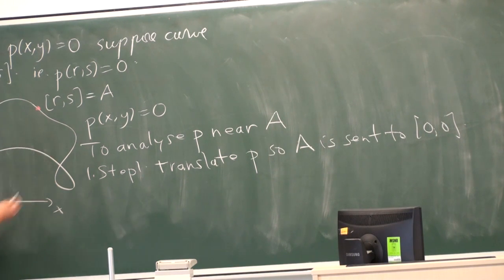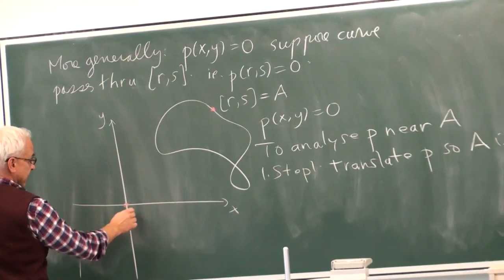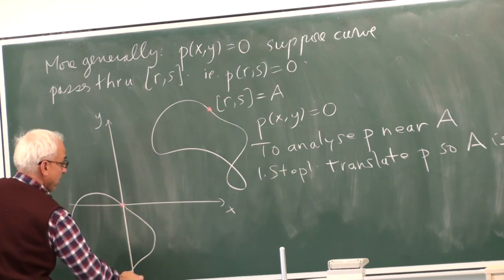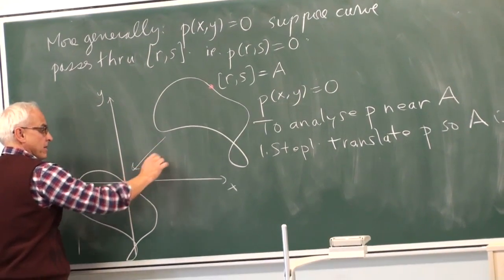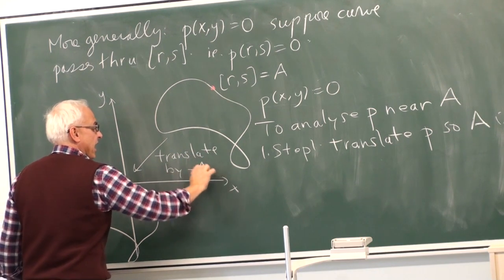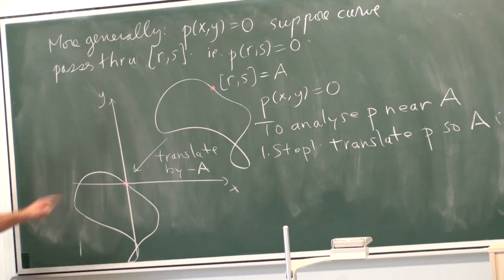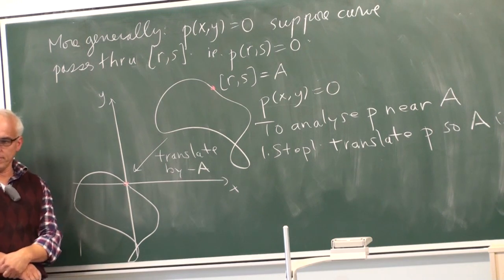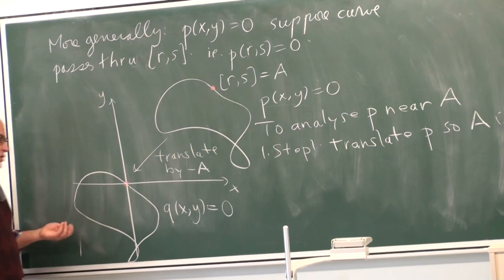In other words, I want to translate everything so that I have the corresponding point here, and the whole curve has been translated. So maybe something like this. Okay. So essentially, we're translating by minus A. Okay, so what's the equation of this curve? If this curve has equation P of x, y equals 0, what's the equation of this curve? Let's call it Q of x, y equals 0. And what actually is that?